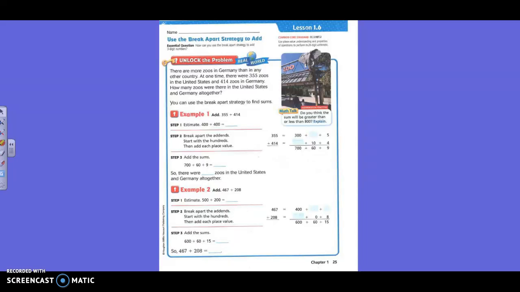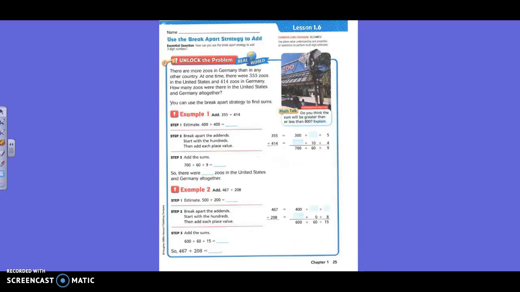Boys and girls, today we are going to use the break-apart strategy to add 3-digit numbers. Okay, we are going to first read the story. So everybody, start.